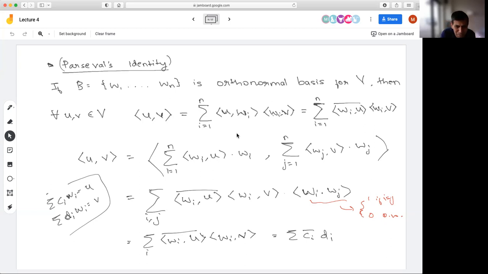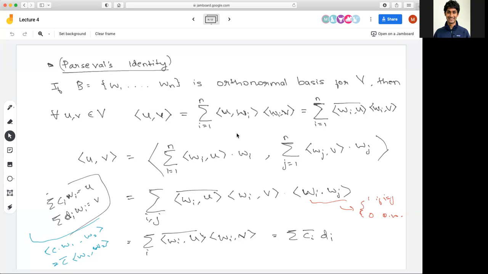Right. So I used the property that inner product is linear in the second input and antilinear or conjugate linear in the first input. So if I had C times W1 inner product, let's say W2, I can write it as C conjugate times W1 inner product W2, right? Because it's linear in the second input and conjugate linear or antilinear in the first input, right?